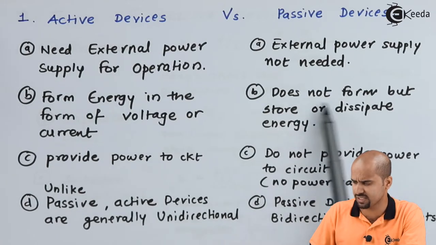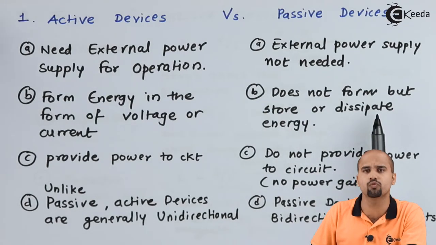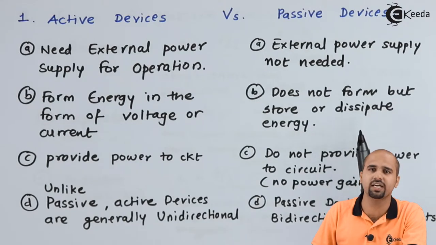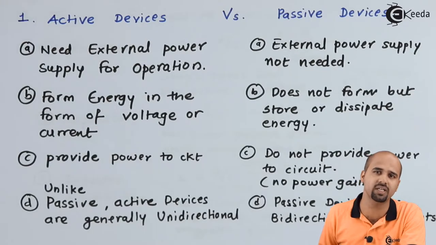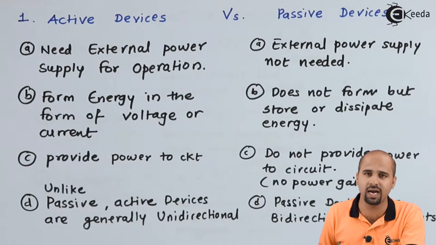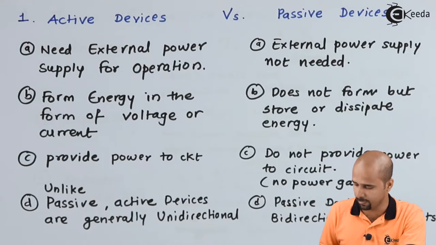Rather, in passive devices, it is not possible to form the energy. Rather, it is possible to store or dissipate the amount of energy. A resistor is used to dissipate the amount of energy or power, and the capacitor and inductor are used to store the amount of energy in the form of flux and charge respectively.